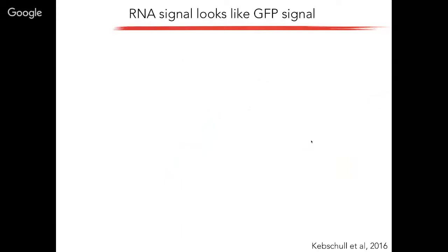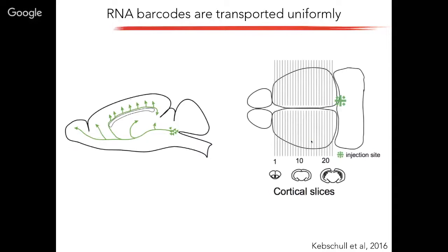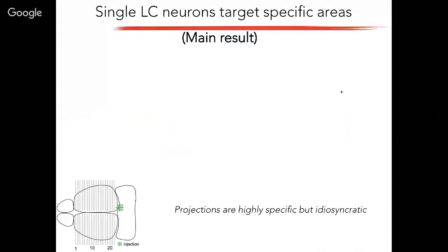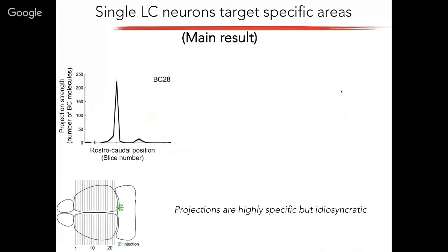So I'm going to skip over some of these details and just say that for the most part in these experiments, it turns out that the RNA acts like GFP. It acts like a bulk signal that bathes the brain. And the way the experiment goes is we inject in the locus coeruleus, that cross in the back there, and then cut the brain into slices. And then we extract the RNA from each of the slices and figure out which barcodes appear in each of those slices. And then we can demultiplex that, and we can get a picture that looks like this, for example.